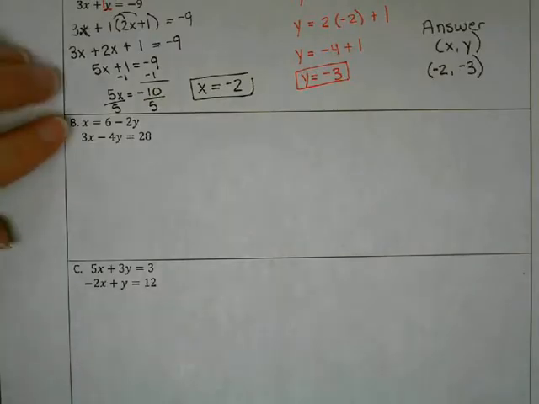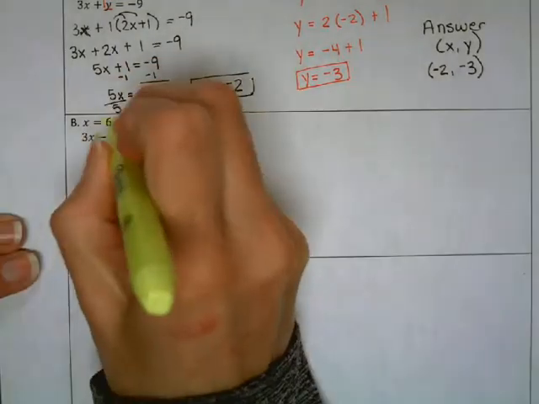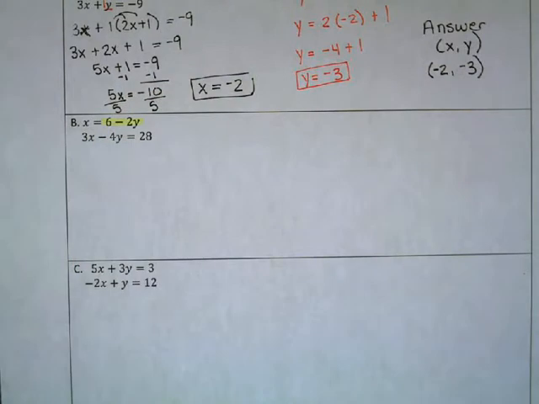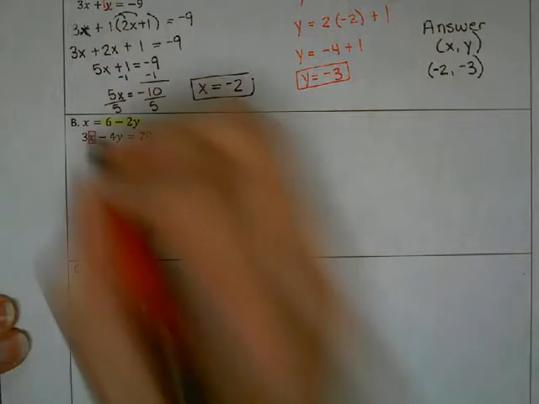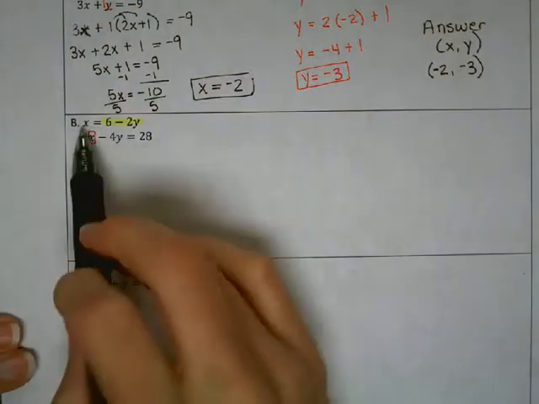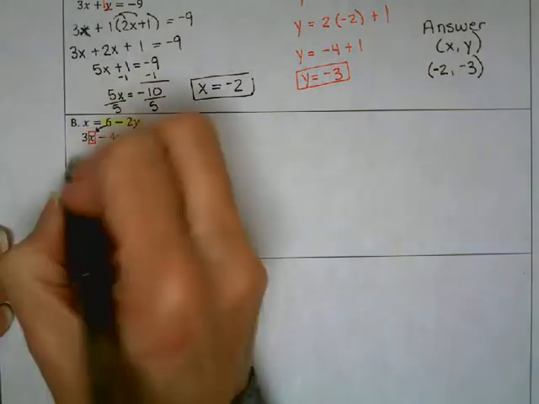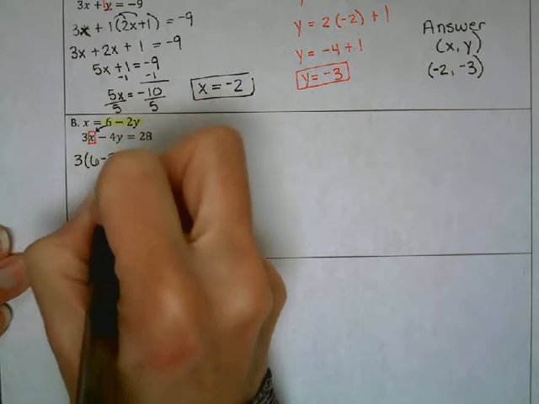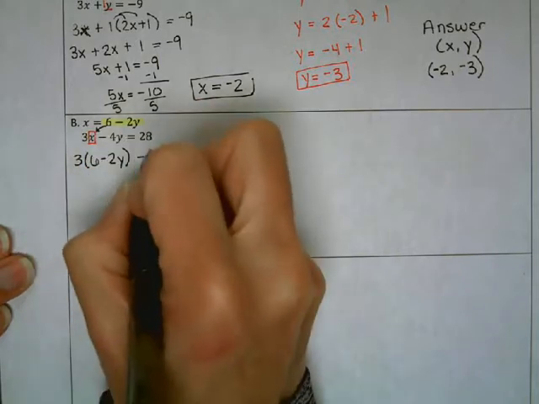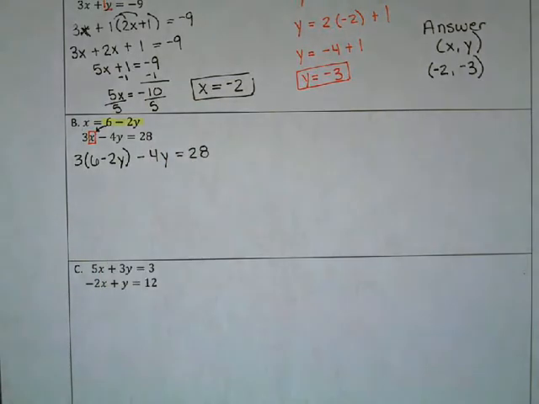Alright, question 2 here. They give us x equals 6 minus 2y. So wherever you see an x, we're going to plug that whole thing in. Here's my x. We're going to replace the x, because this is x equals, with this. So that whole thing is going to go in there. So 3 parentheses, we'll put this whole thing in there. That's called an expression. And then copy down the rest of the problem. That's called substitution. We replace something with something else.